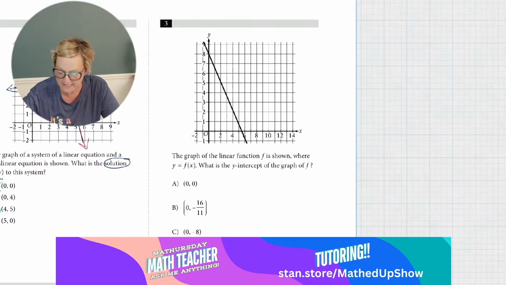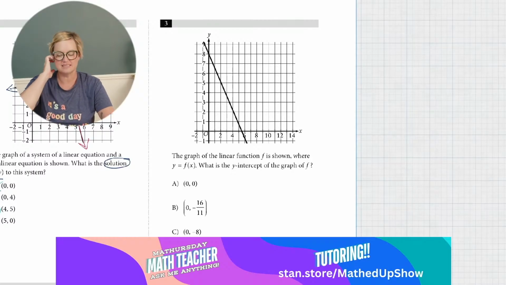All right, so let's take a look at this problem here. The graph of the linear function f is shown where y equals f of x. What is the y-intercept of the graph of f? So let's take a look at that. What is the y-intercept? Ooh, we got a whole lot of D's.